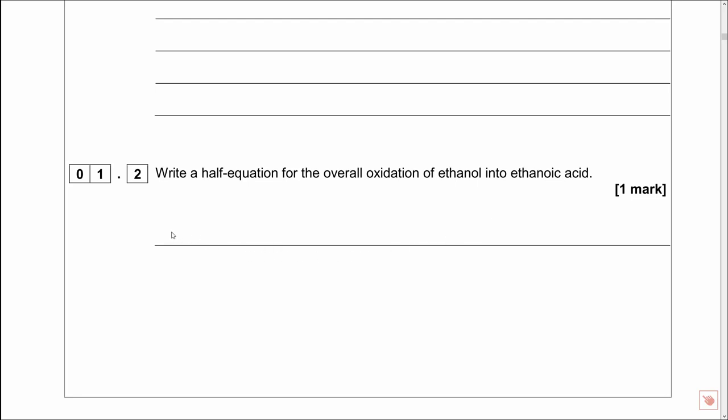So half equation here, so what we're doing is we're turning ethanol, CH3CH2OH, into ethanoic acid, CH3COOH. Of course, we've got an extra oxygen there, so we'll balance that up using a cheeky little water there. And of course now we've got 3, 5, 6, 7, 8, 3, 4, so we need a whole 4 hydrogen ions there, and balance up the charges using electrons. Bish bash bosh, Bob's your uncle. Done. One mark.